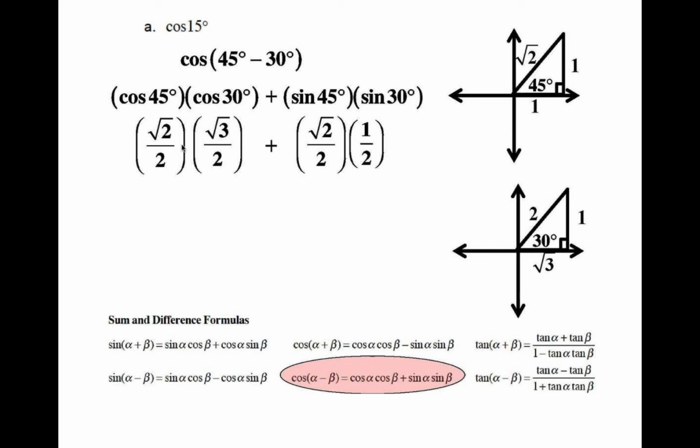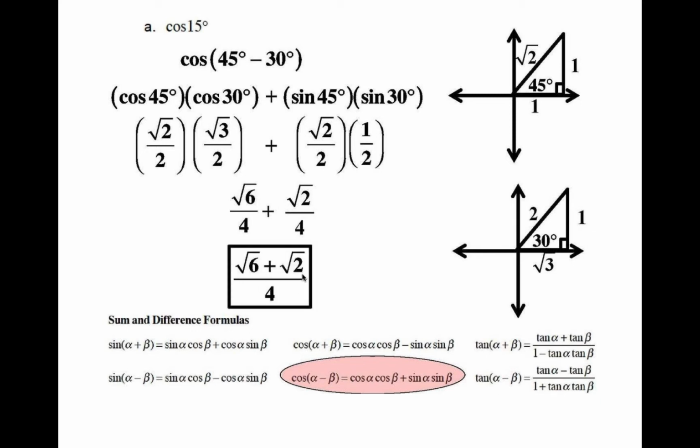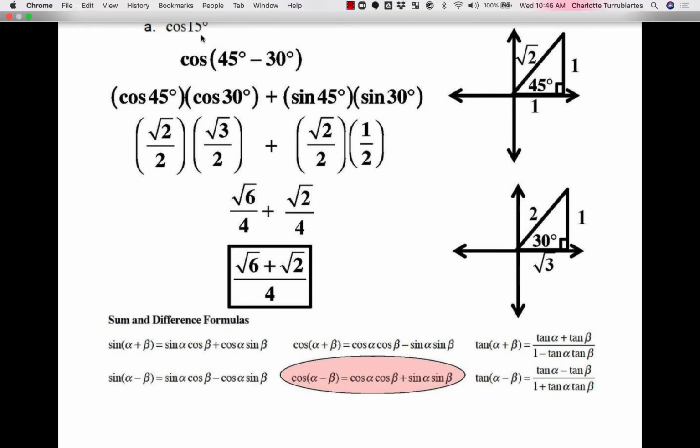So PEMDAS, you multiply these before you try to add them. When we multiply square roots, they can have a different number inside when multiplying, just not when adding. So root 2 times root 3, that would make root 6, over 2 times 2 is 4, plus square root of 2 times 1, that's the square root of 2, over 2 times 2, which is 4. Hey, look, you have a common denominator, so we can add the tops. But notice the tops are a different number inside the square root. You can't add those together, so you have to keep those separate. So we're going to write this as root 6 plus root 2 all over the common denominator 4. And that is the exact value for the cosine of 15 degrees.